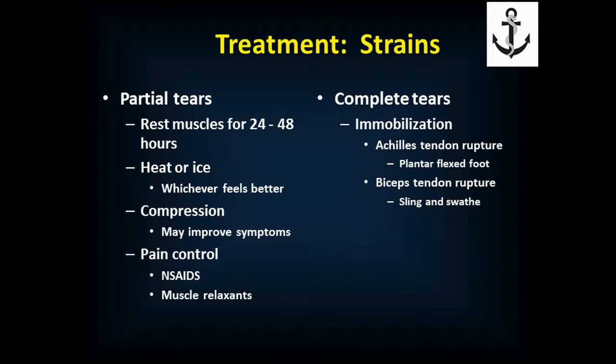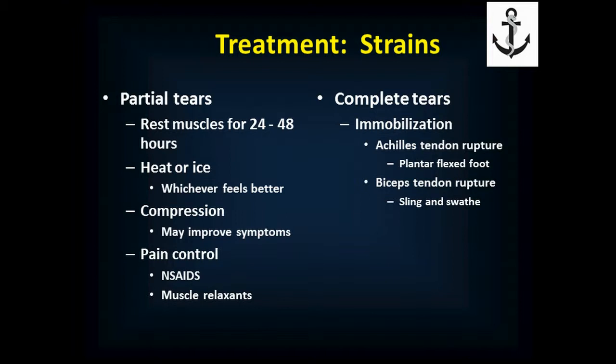If it's a complete tear, so thinking about that Achilles tendon, they can't flex their foot at all, then you need to immobilize them. So the two big ones that tend to tear are the Achilles tendon and the biceps tendon. So for the Achilles tendon rupture, you want to put the foot into plantar flexion. So that's the movement they can't do. So you basically need to plantar flex the foot manually.